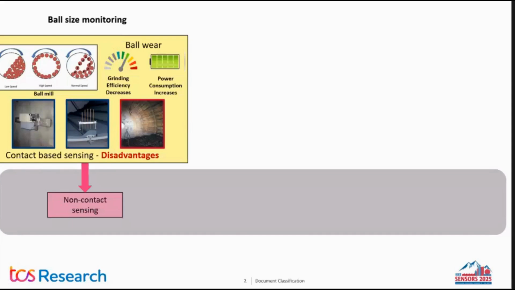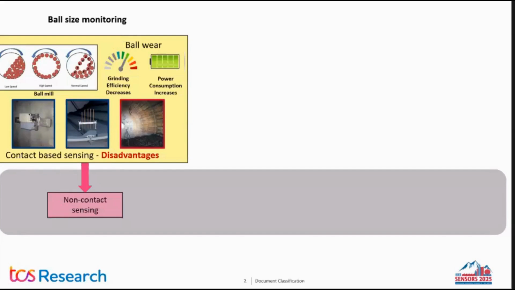Now, what happens is that over time, these balls get worn out. That is, their size gets decreased. Now, this ball wear results in reduced grinding efficiency and increased power consumption. So, there is a need to monitor ball size.